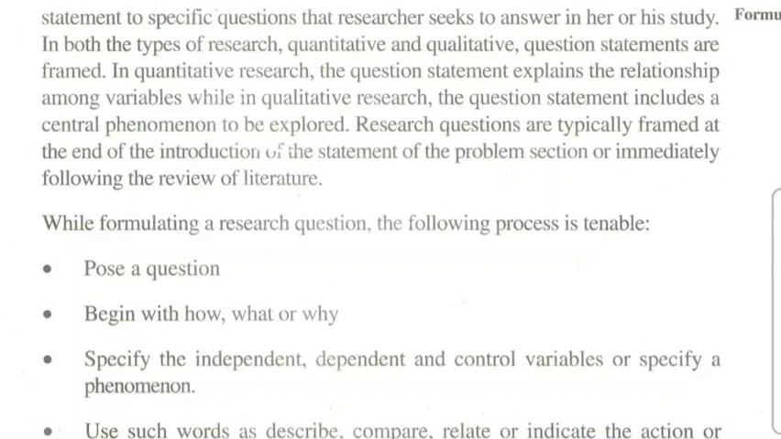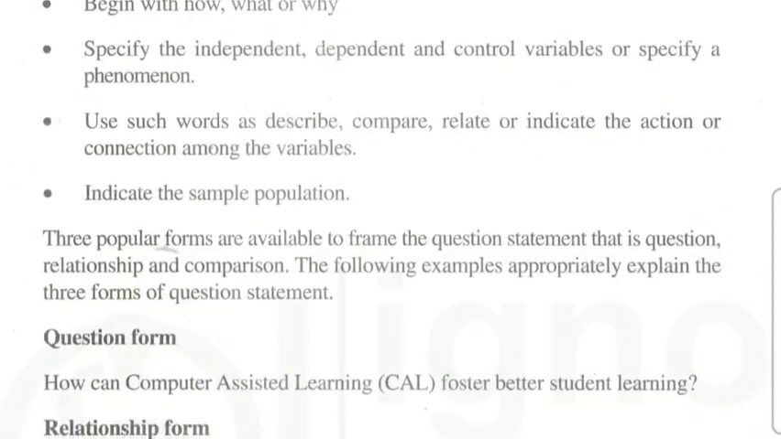Research questions are typically framed at the end of the introduction or the statement of the problem section, or immediately following the review of the literature. While formulating a research question, the following process is tenable. Pose a question. Begin with how, what, or why. Specify the independent, dependent, and control variables, or specify a phenomenon. Use such words as describe, compare, relate, or indicate the action or connection among the variables. Indicate the sample population. Three popular forms are available to frame the question statement: question, relationship, and comparison.